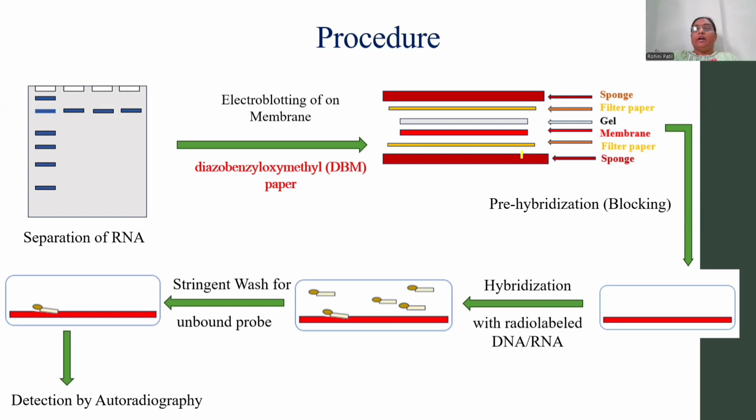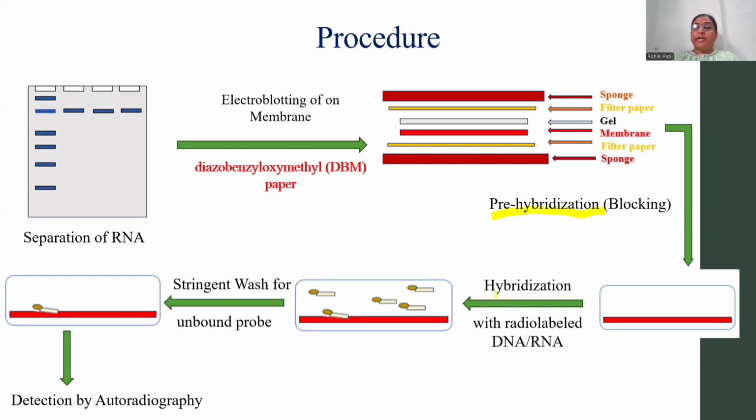After this transfer, the next step is the pre-hybridization step, and in the pre-hybridization step, blocking is done on the membrane. The spaces where there are no RNA bands have to be blocked because there should not be any non-specific binding of the probes. That's why the blocking is done with the help of BSA or other blocking agents.